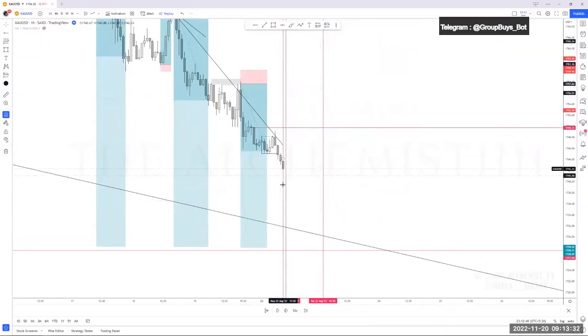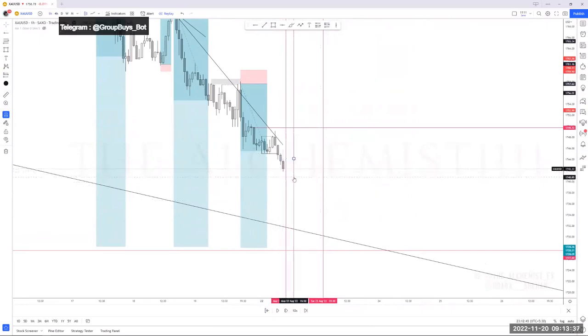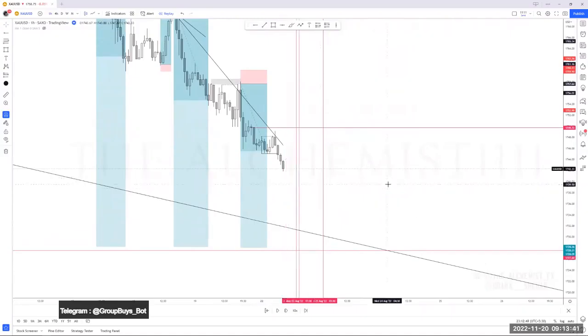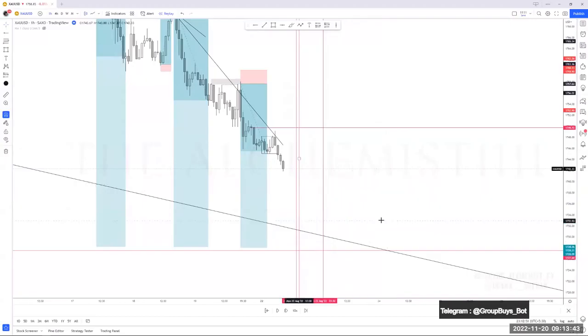No entries during actually New York kill zone. I'm sorry, London kill zone. So now let's wait for New York kill zone, 4:30 and 5:30. Can you see that? So even at this time of the day, we can take trades.